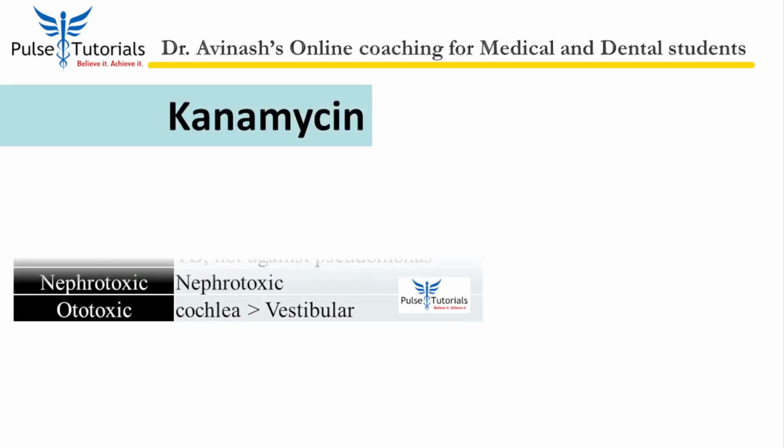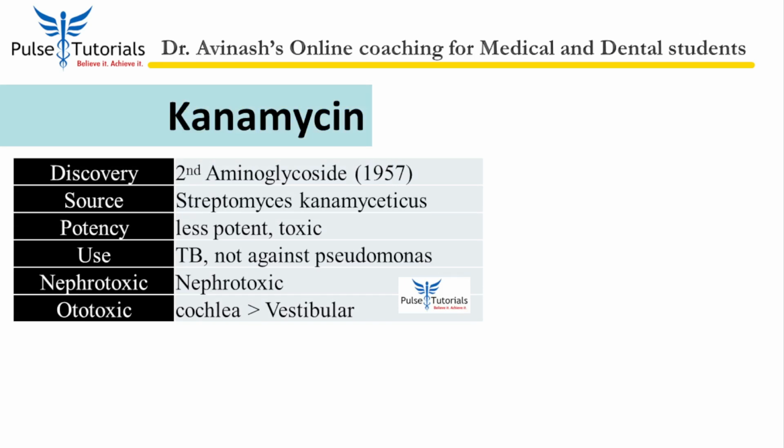Compare this with kanamycin, the second aminoglycoside discovered. This was from Streptomyces kanamyceticus. This is less potent, more toxic, and we use it in TB, not against Pseudomonas. This is nephrotoxic, yes it is, and it is both cochleotoxic and vestibulotoxic, but it is more cochleotoxic.